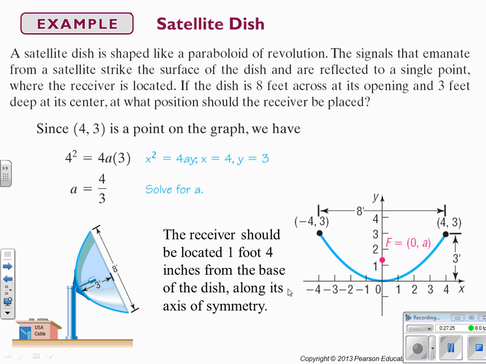So the receiver should be located 1 foot, 1/3 of 12 inches is 4 inches. So 1 foot 4 inches from the base of the dish along its axis of symmetry.